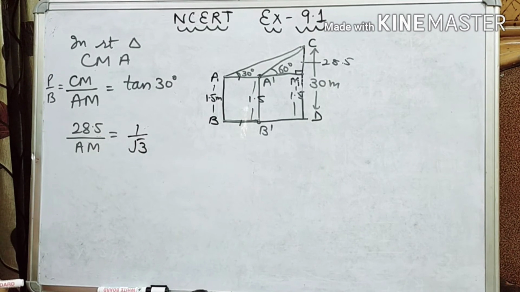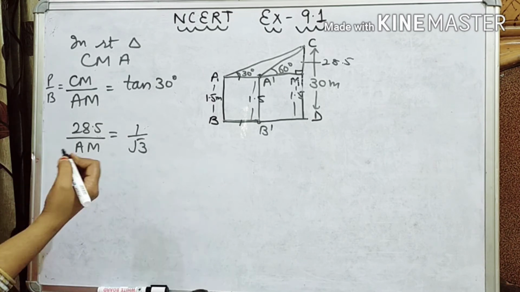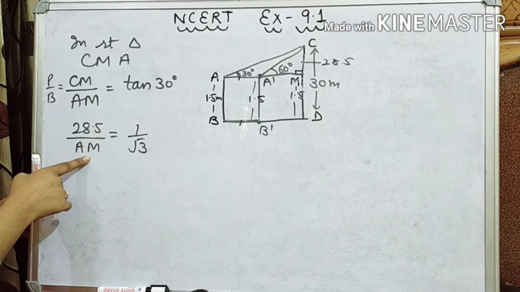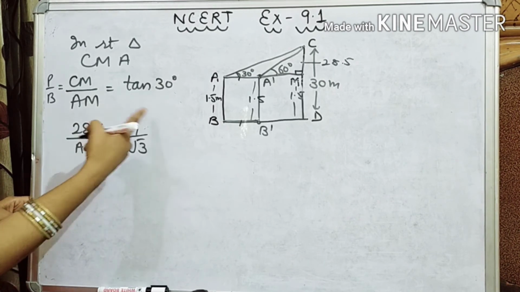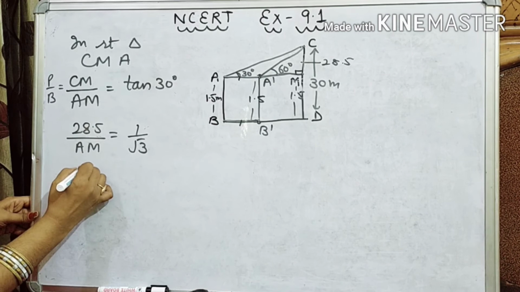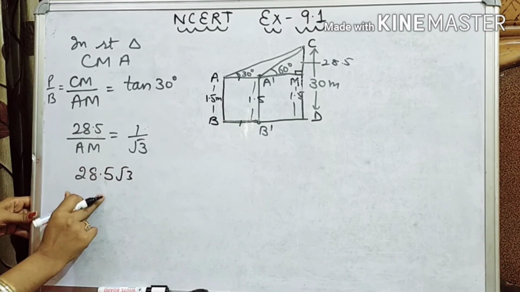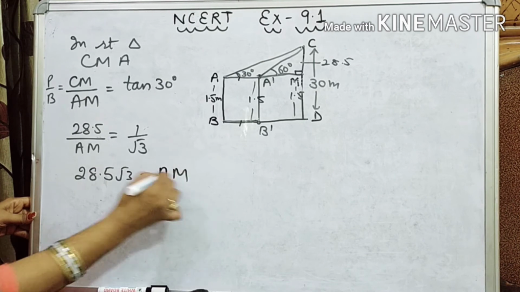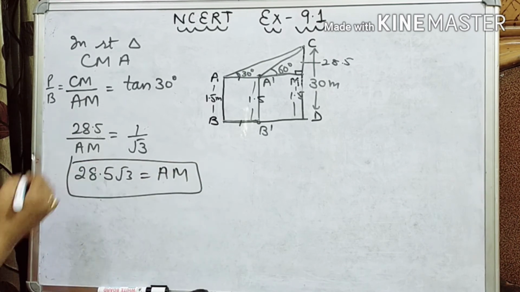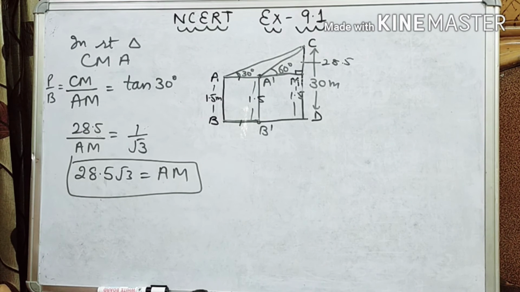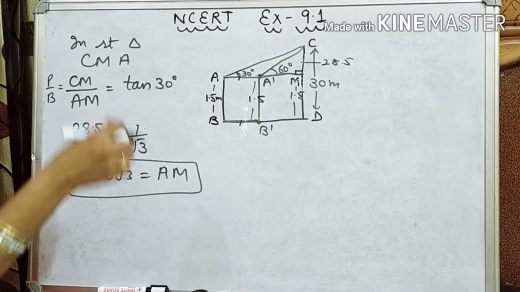I told you all about these values and the ratios in my previous videos of 8th chapter. Okay, so if you don't know, you can watch them too. So this AM will go here and this will come here, so it will be 28.5 root 3 is AM. Now we have the value of AM as 28.5 root 3. Leave it up to here, and just move to the next right triangle.